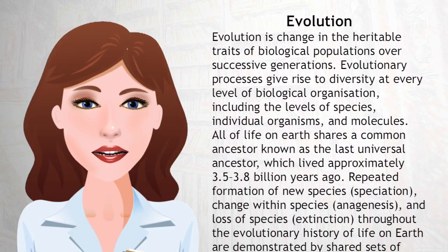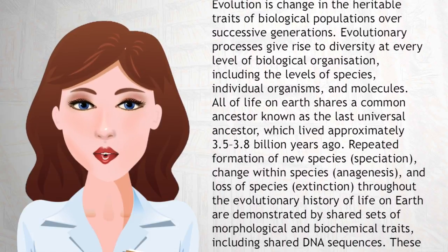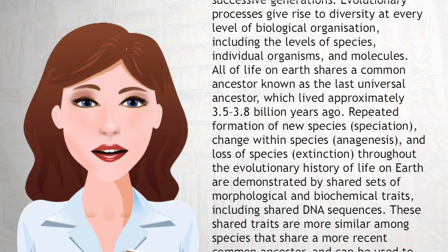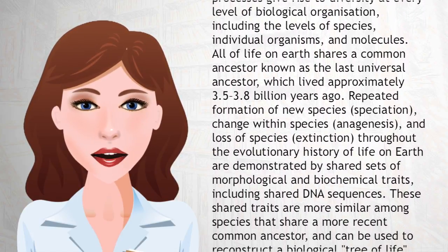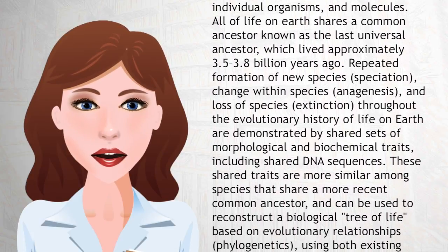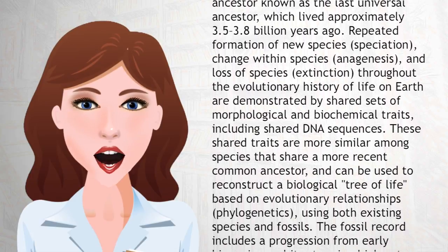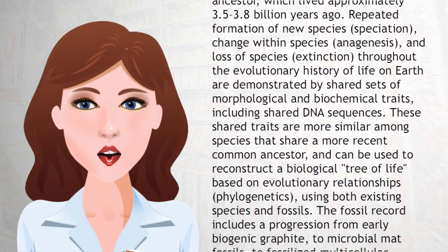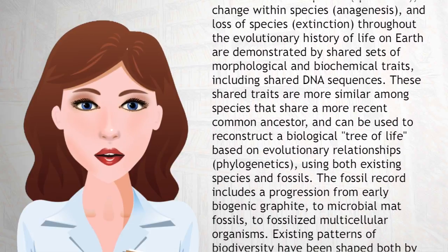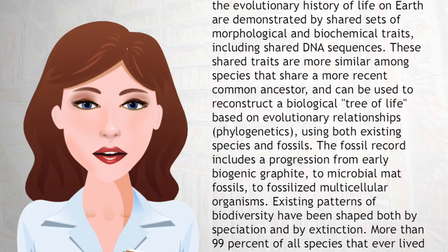Repeated formation of new species (speciation), change within species (anagenesis), and loss of species (extinction) throughout the evolutionary history of life on Earth are demonstrated by shared sets of morphological and biochemical traits, including shared DNA sequences. These shared traits are more similar among species that share a more recent common ancestor, and can be used to reconstruct a biological tree of life based on evolutionary relationships (phylogenetics), using both existing species and fossils.